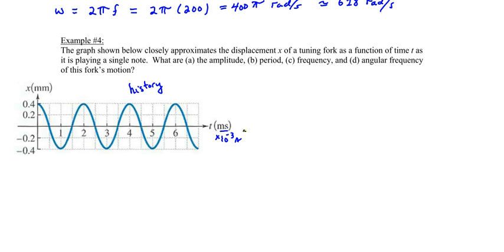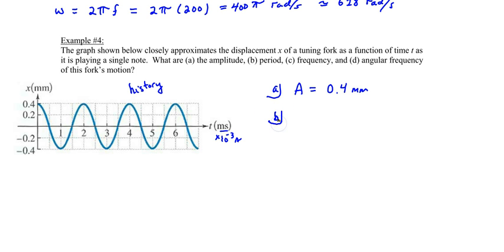Okay, we're asked in this question to find different things. We're asked to find the amplitude. Remember that the amplitude, abbreviated with a capital A, is the maximum distance from equilibrium. So along here, this is the equilibrium. How far does it reach away from it? It could be positive 0.4 or as low as negative 0.4. So that amplitude is just the maximum distance, which is 0.4 millimeters.